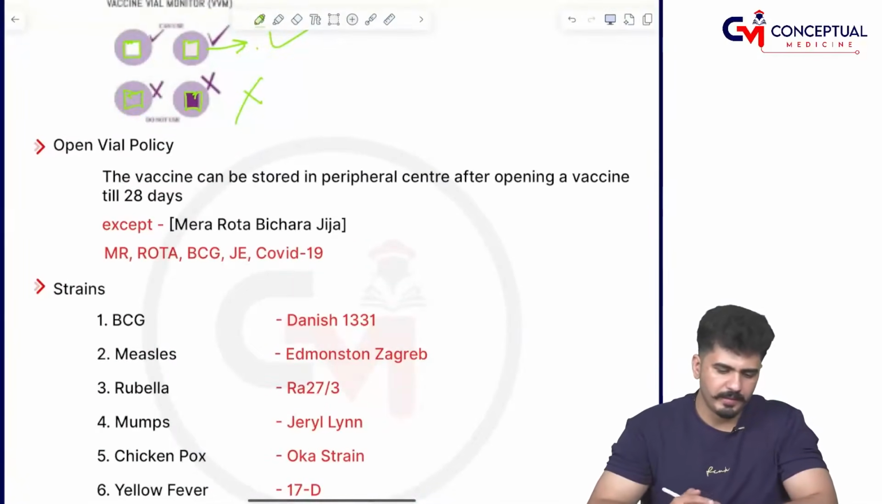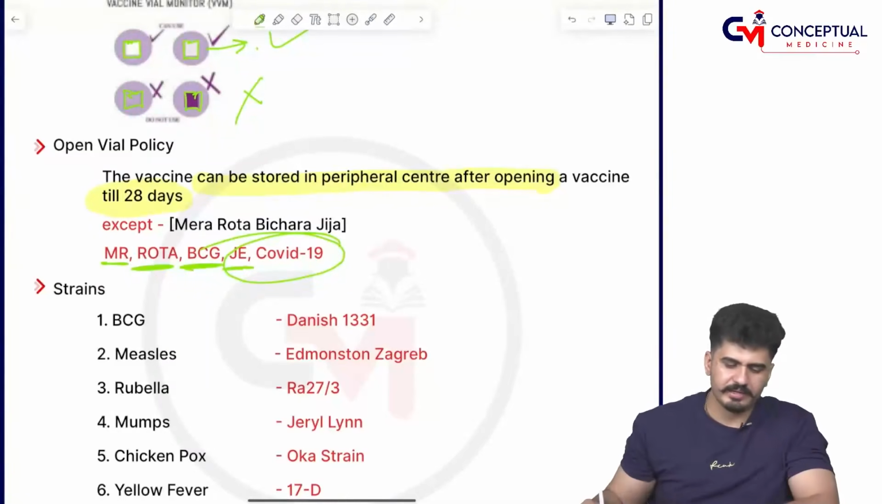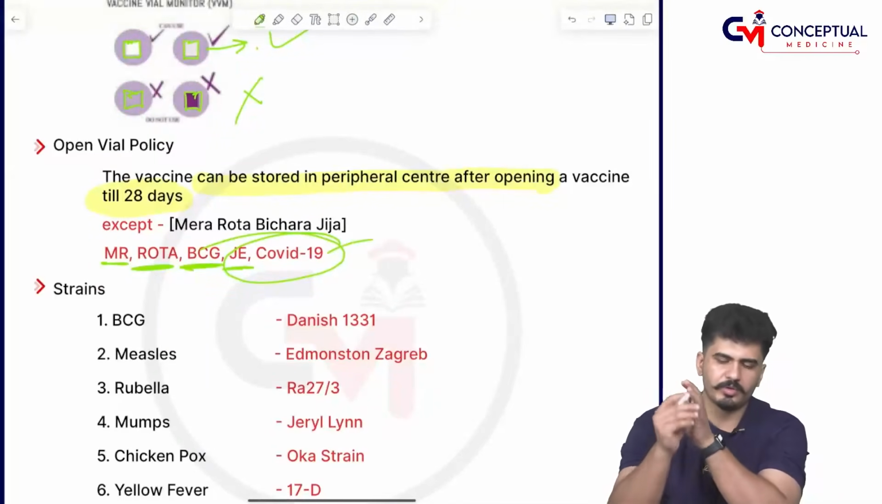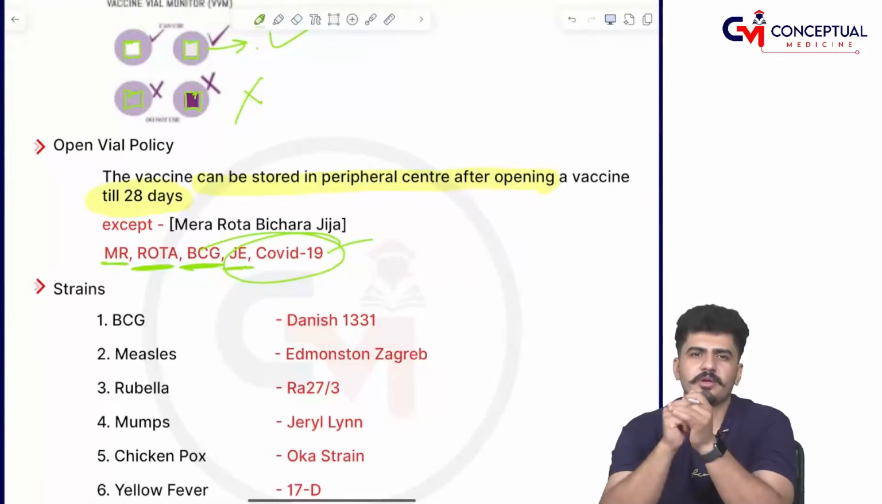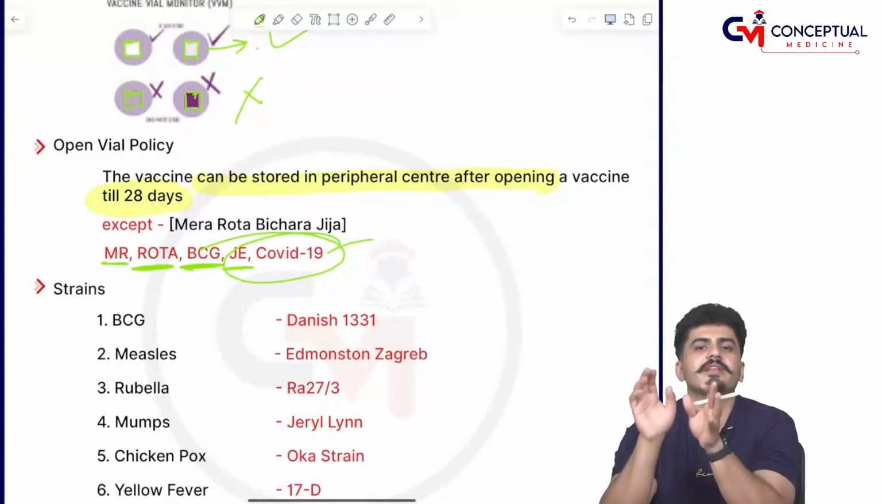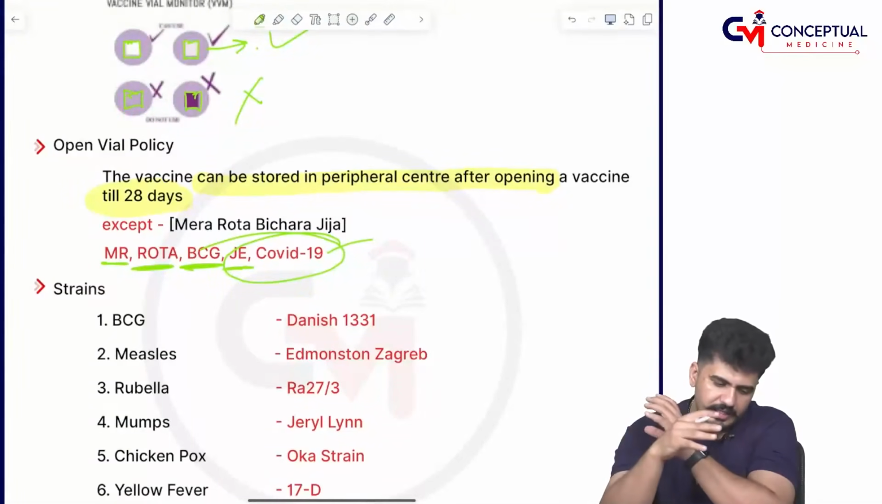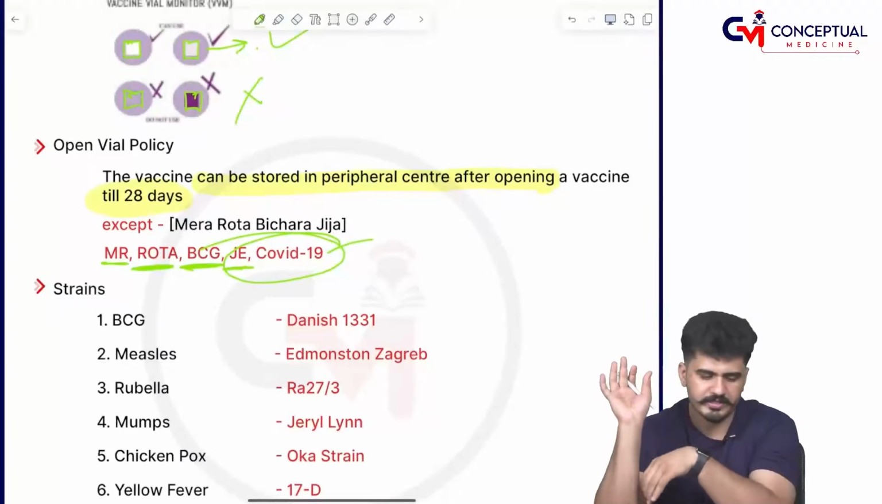Then coming to the open vial policy. Under the open vial policy, the vaccine can be stored in the peripheral center after opening for up to 28 days, except MR, rotavirus, BCG, Japanese encephalitis and COVID-19. And the best example I can tell you is COVID-19. When we were going to the center, they would open the vaccine only when there was a group of 10 people, because if they open it and it is not usable on another person, then they have to discard it without using. So for that purpose, the open vial policy needs to be taken care of. ये तभी खोली जाए जब उतने लोग वहाँ हों उस वैक्सीन को लेने के लिए.